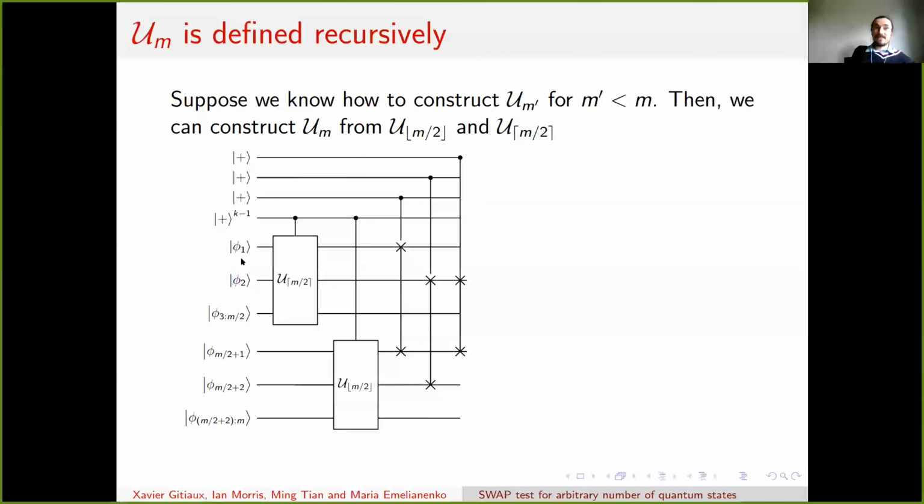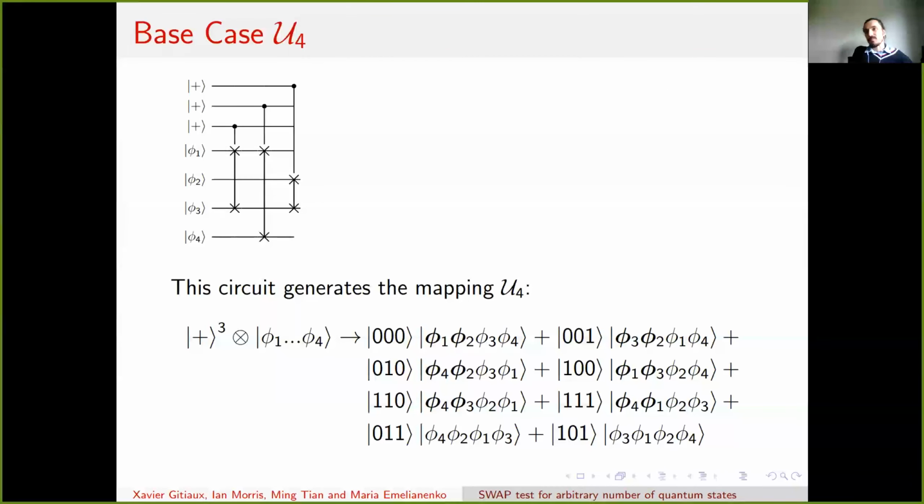When you do a recursive approach, one thing is to show that if I have a circuit for M prime smaller than M, I can construct UM. The second thing I have to show is that I also have a base case, a small circuit that works. Here we show, for example, how we can build U4. I may not immerse myself a lot in the details of what's happening here, but here is a circuit that makes sure that on this output, I will see a state where all the pairs between phi 1, phi 2, phi 3, phi 4 show up on the top 2 wires.